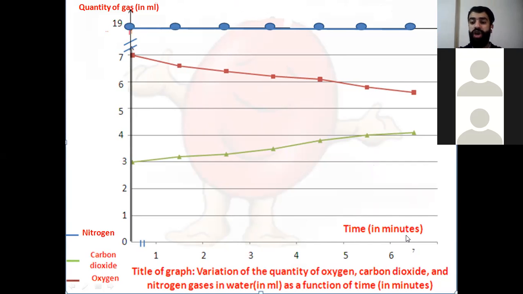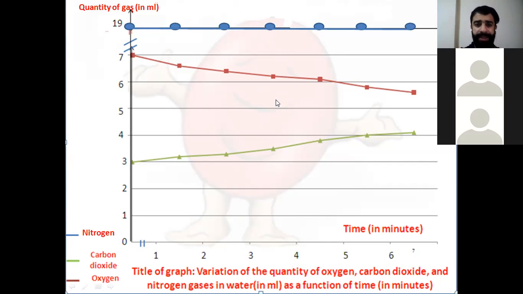Second step, you have to write the title of the x-axis, like here, time in minutes, and the y-axis, the quantity of oxygen. Third step, you have to write the scale. Every 1 centimeter on the x-axis represents 1 minute. Every 1 centimeter on the y-axis is 1 milliliter. Fourth, you have to write the legend. Here I use different colors. You can use symbols as we used before: triangles, boxes, circles. And the fifth step is drawing or plotting the graph.